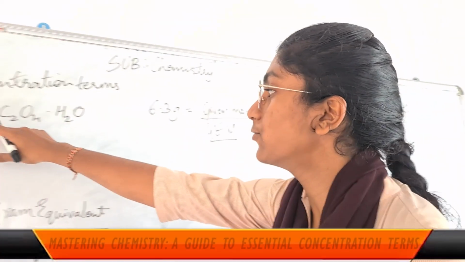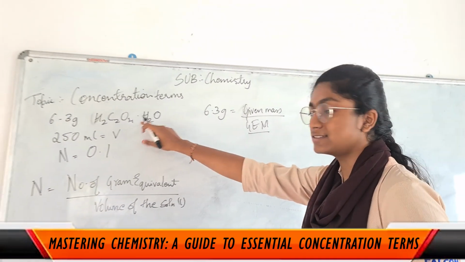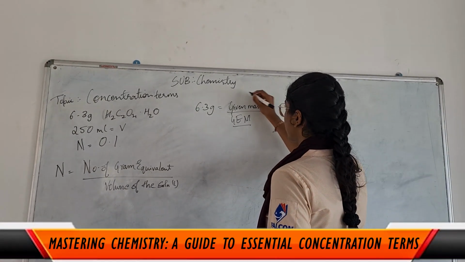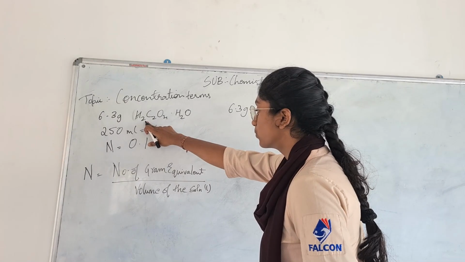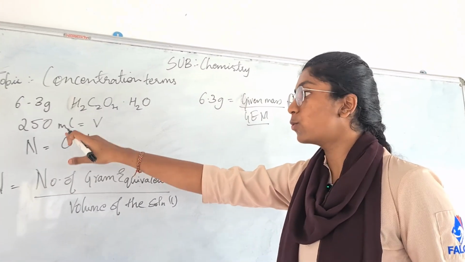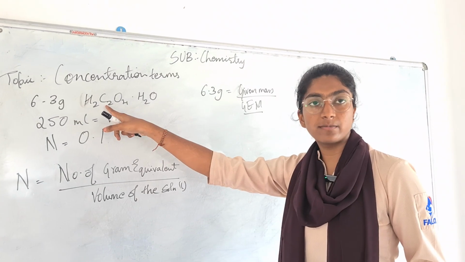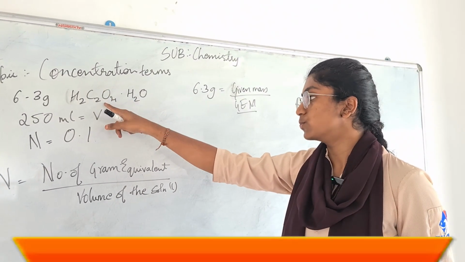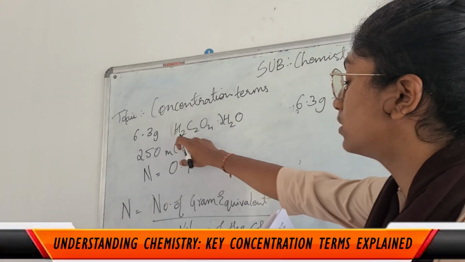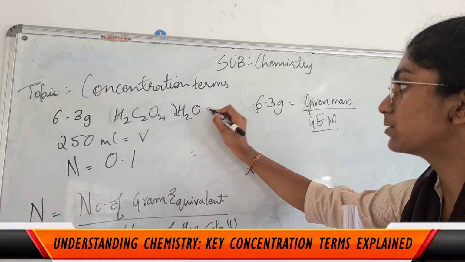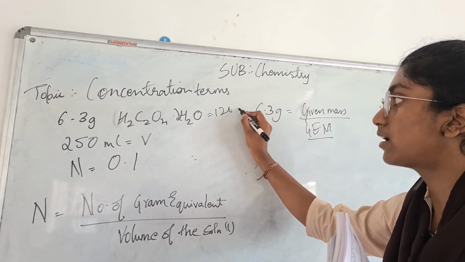So we have to find the molecular mass of oxalic acid dihydrate, which is nothing but 2. Hydrogen's atomic mass is 1, so 1 into 2 is nothing but 2. And we know that carbon's atomic mass is 12, so 12 into 2. So we know that the molecular mass of this is nothing but 126 grams.